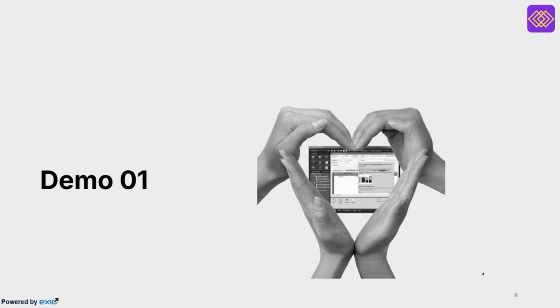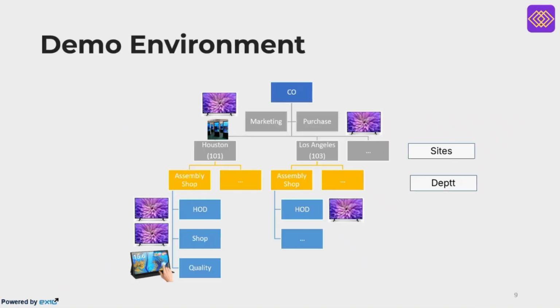Now, before we go into the demonstration, a little explanation of the use case, just to show the various features of digital signage. Let's consider a demo environment in which an organization has a corporate office, and let's consider this to be in the United States, probably in Washington. They have a marketing department, a purchase department, and then two production sites, one in Houston and one in Los Angeles.